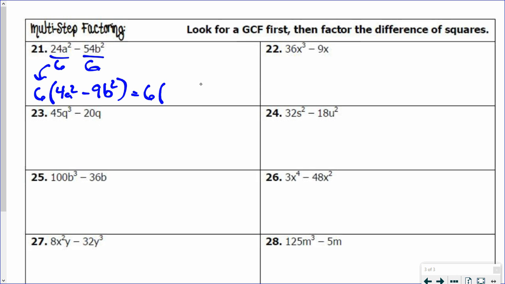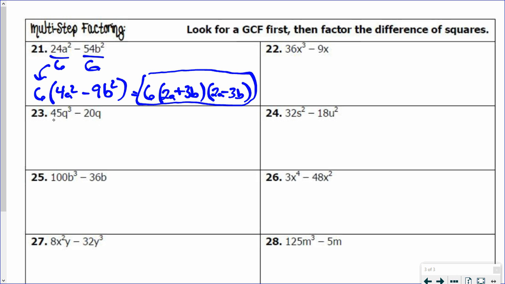And now we're going to do what we did on the previous examples. So I'm going to write 1 a plus, 1 a minus. So 4a squared is 2a. 2a. 9b squared is 3b. And that's your factored answer. So it's got one extra step. So I can factor something out.